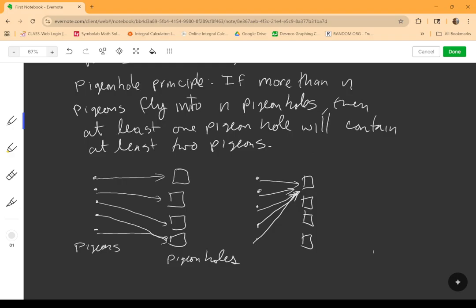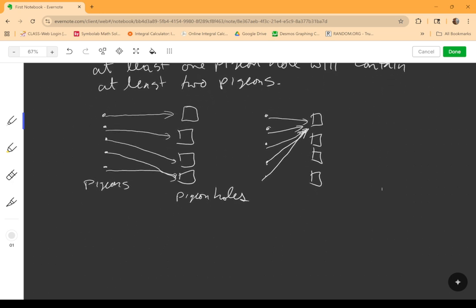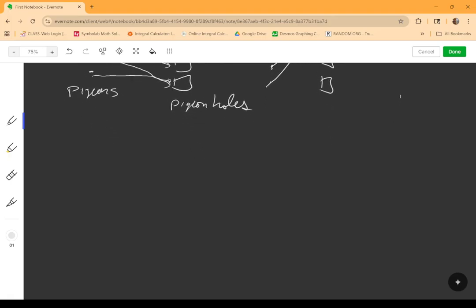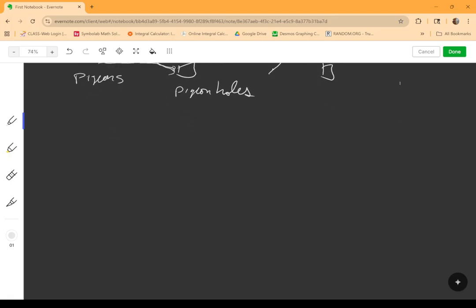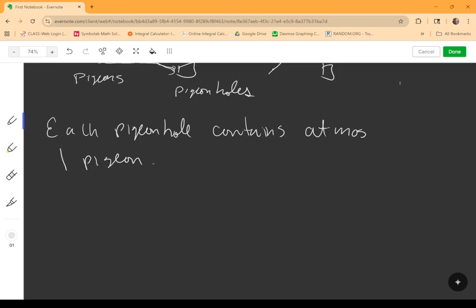Okay, all right. So now in proving this, it's actually a very straightforward proof if we do the contradiction. So the negation statement would be that each pigeonhole contains at most one pigeon. But right away, if this is our negation, we could say this just contradicts our initial statement.